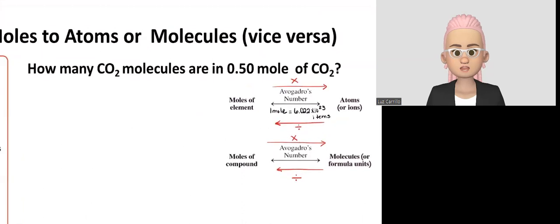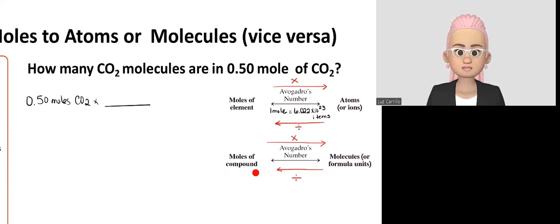The following problem reads, how many CO2 molecules are in 0.50 moles of CO2? The unit given in this problem is that we're going to start with 0.50 moles of CO2. That means that if we relate it to the two different flowcharts that we have here, we are given specifically moles of compound. We are trying to find molecules. So we are going in this direction, and we land here. That means that in this case, we're going to multiply by Avogadro's number.